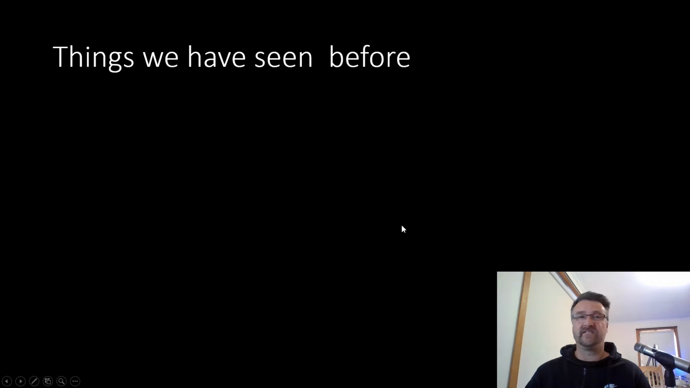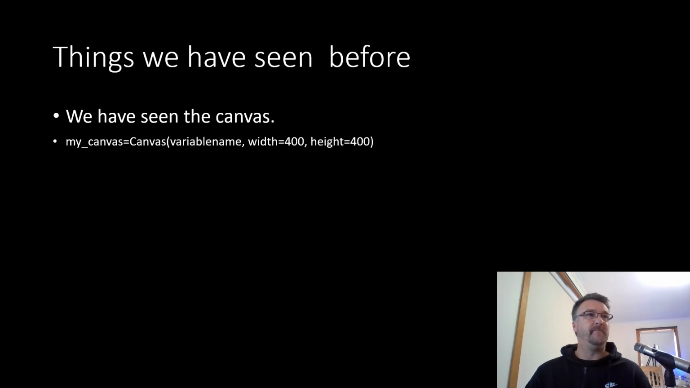Then, things we've also seen before: we've seen the canvas, and we've seen how to program the canvas. For example, my canvas is equal to Canvas. See, that's got a capital C for Canvas. And then you've got the variable name, so that would be whatever we called it. And the width in this case is 400 and the height in this case is 400.